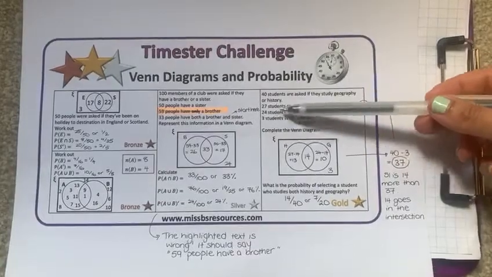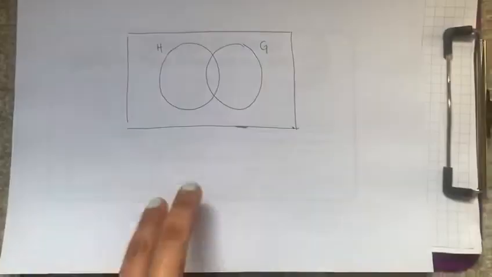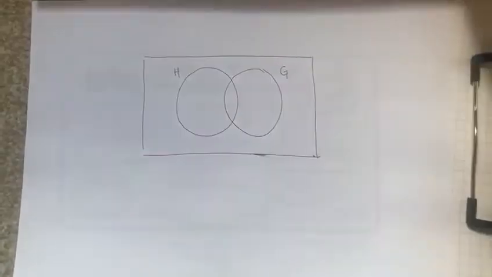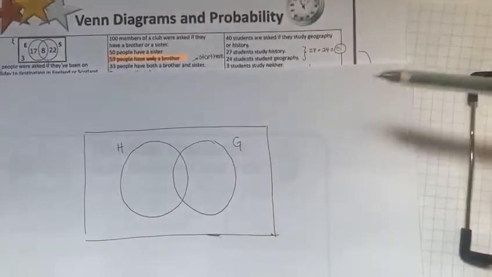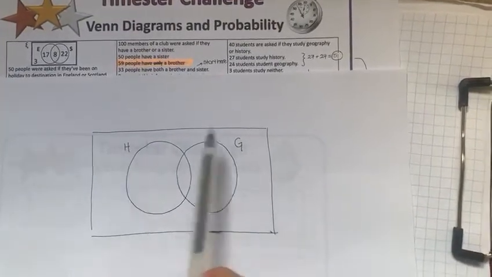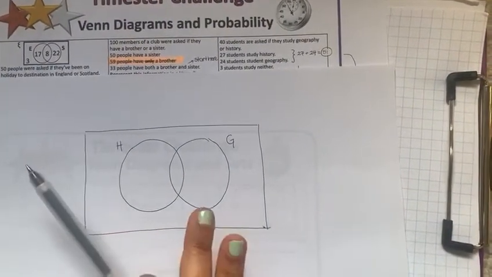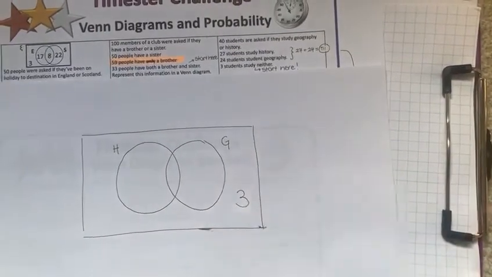So because I know that 3 students study neither, I'm going to start there and I'm going to show you a blank Venn diagram. Don't mind the fact that it's not the best. It'll do the job though. I'm just going to do this so that we can still read what's written here. So I'm going to start with the 3 students study neither. I have drawn my Venn diagrams out. I've labeled one as H and one as G. If you've got them the other way around, it really doesn't matter as long as you have labeled them. I'm going to start with the 3 and I'm going to put it somewhere on the outside.